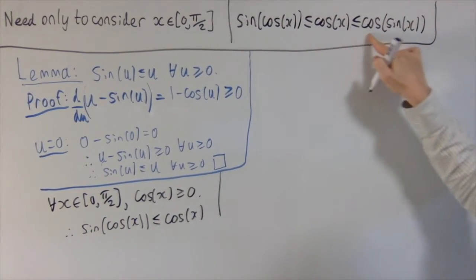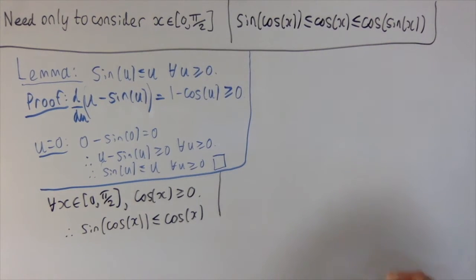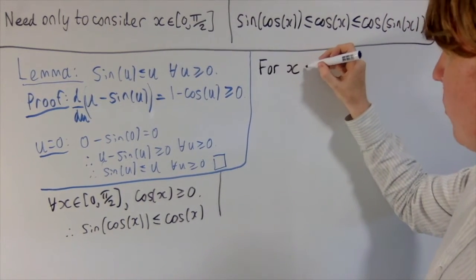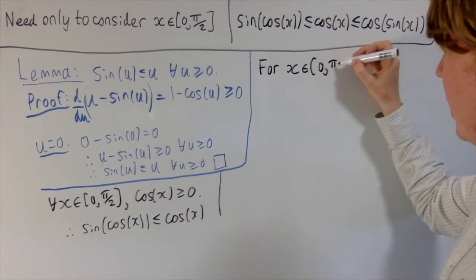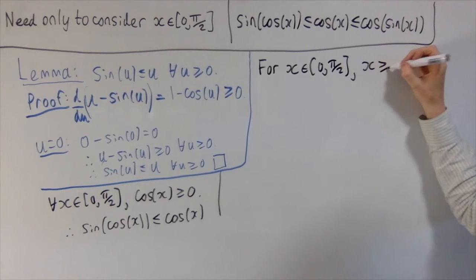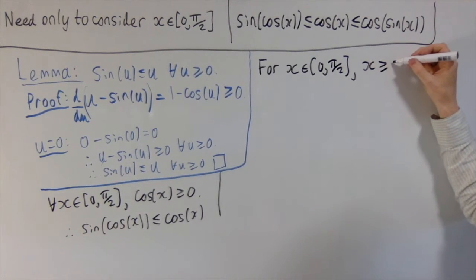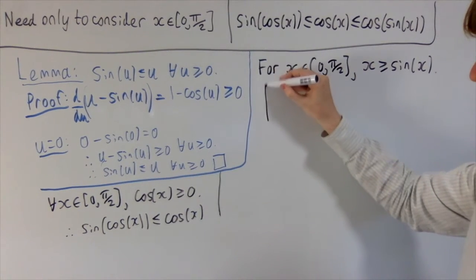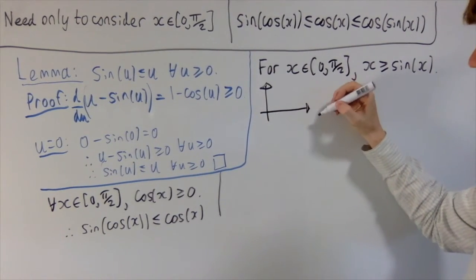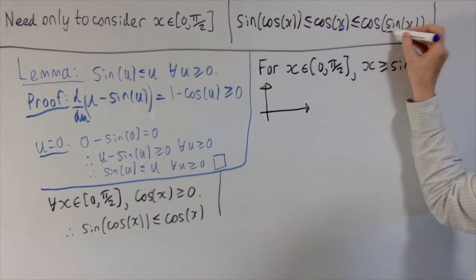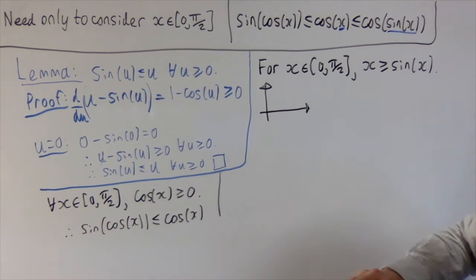So now we need to prove that cos of x is less than or equal to cos of sine of x. And we're going to use this lemma again here. So for x between 0 and pi over 2, we know that, I'll write it this way around, x is greater than or equal to sine of x. And now, if we have a think about what happens when we put x and we put sine of x inside the cos function. So you have x and sine of x as your inputs in cos.